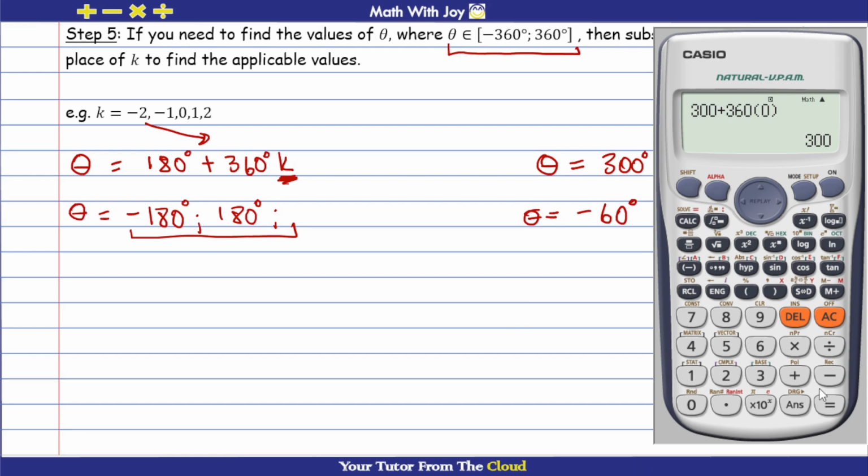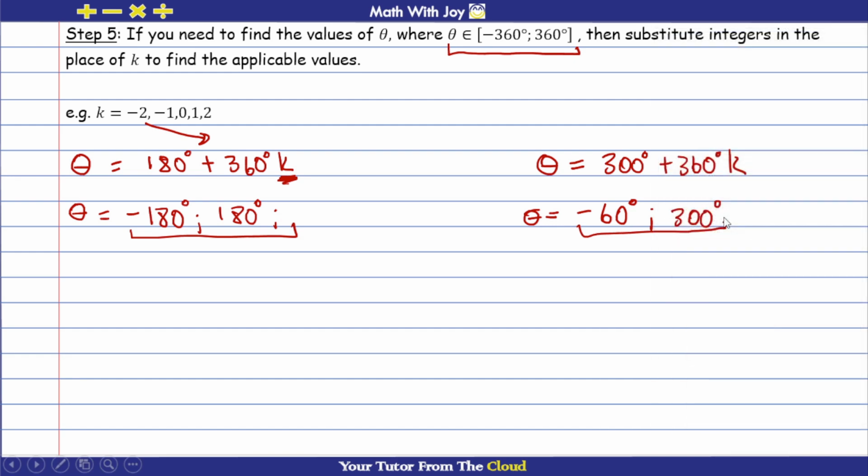So when you substitute 0, we get 300. So 300 is also within range, so we put that in. And then we know that if you substitute 1, we are going to get a value bigger than 360 degrees, and that means that these are the only values we have for our theta. So then we just say that theta is equal to, and you like to put them in increasing order. So we put negative 180 degrees, and then negative 60 degrees, and then positive 180 degrees and positive 300 degrees. And these are our values of theta.